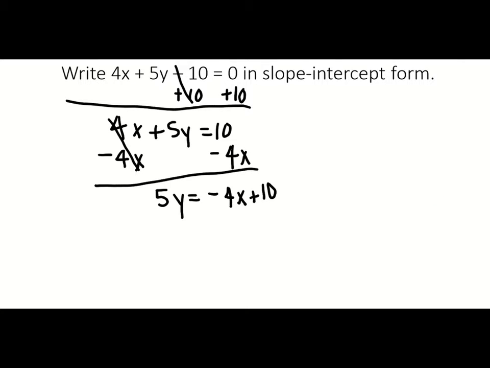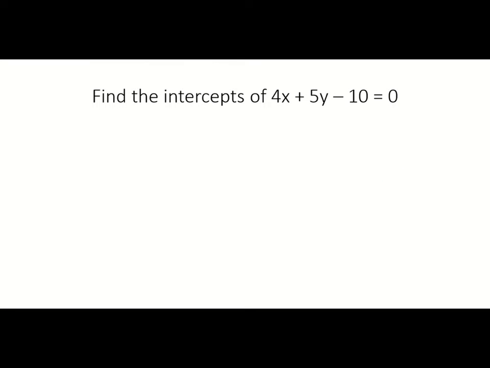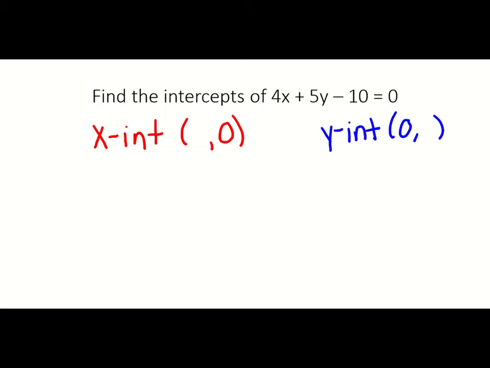So we're going to verify that now by finding the intercepts with our steps. So we want to find the intercepts of 4x plus 5y minus 10 equals 0. There are two types of intercepts, an x-intercept that occurs when y is 0, and a y-intercept that occurs when x is 0. So we're going to start by finding the x-intercept. We're going to take the given equation and replace any y's with 0.